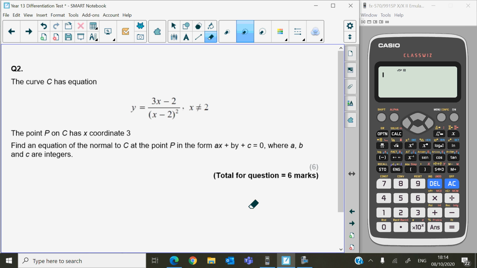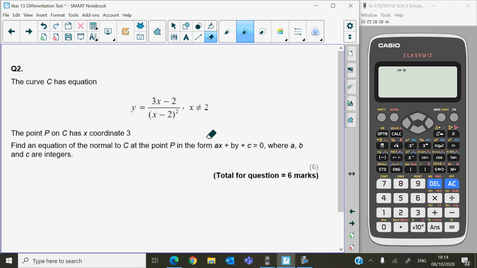Okay. The second question. The curve C has equation y is equal to 3x minus 2 over x minus 2 all squared, where x is not equal to 2. X is obviously not equal to 2 because you can't have the denominator of a fraction being equal to 0. And if that were equal to 2, 2 minus 2 would be 0. It says the point P on C has x coordinate 3. Find an equation of the normal to C at the point P in the form ax plus by plus c equals 0, where a, b, and c are integers.